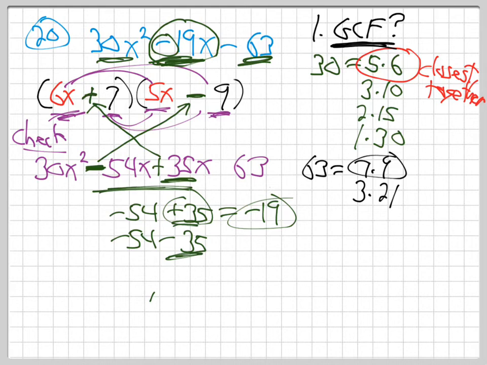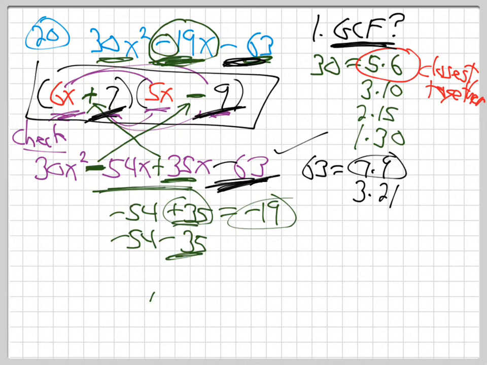Double check. Last thing you have to check is this last sign. And that comes from the last in this parenthesis times the last in this parenthesis to make the last here. What is that? Plus 7 times minus 9, minus 63. That's correct. Check. We got it.